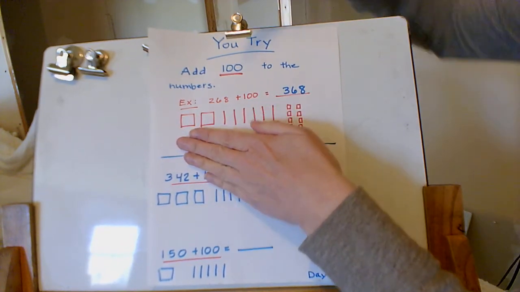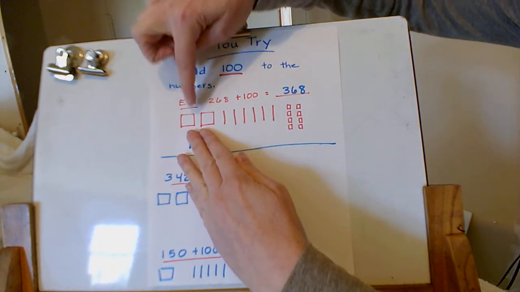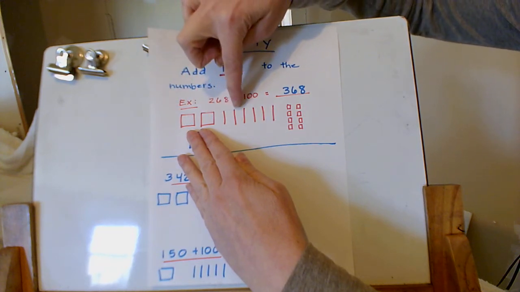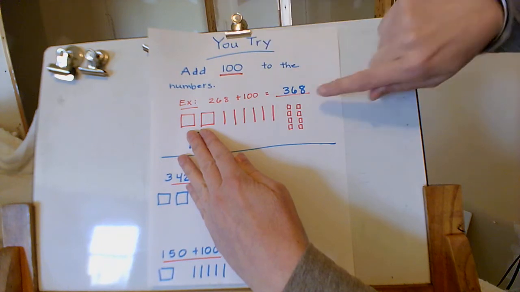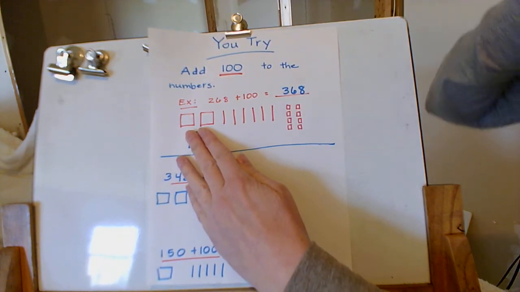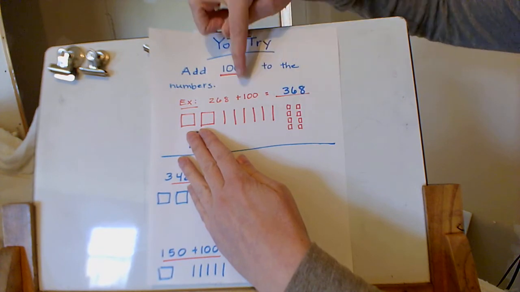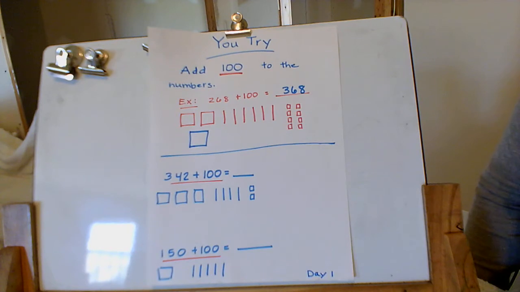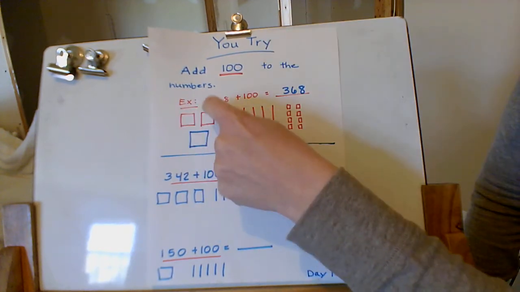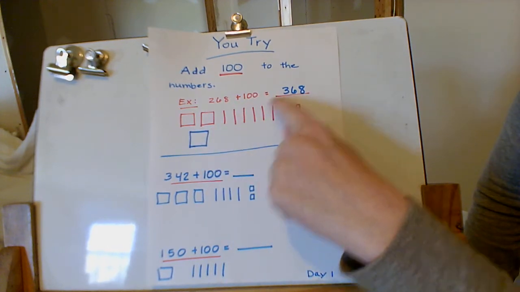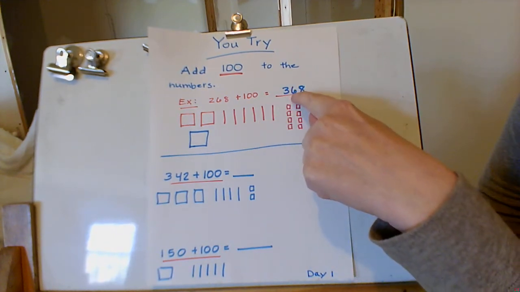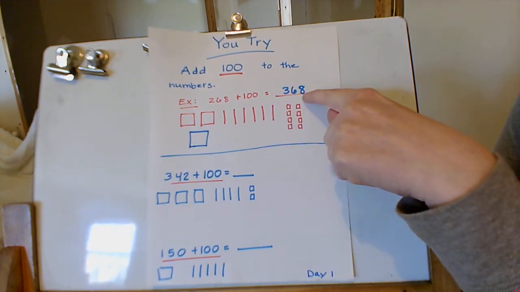Well, I drew the blocks. 200, 1, 2, 60 is 6 tens, 1, 2, 3, 4, 5, 6, and 8 ones, 1, 2, 3, 4, 5, 6, 7, 8. So there's my 268 plus 100. So I drew in another 100. Now what is that going to equal? So now I'm going to count my blocks again. 1, 2, 3, 3 in the hundreds. My tens didn't change. 1, 2, 3, 4, 5, 6. I still have 6 tens, and my 8 ones are still the same.